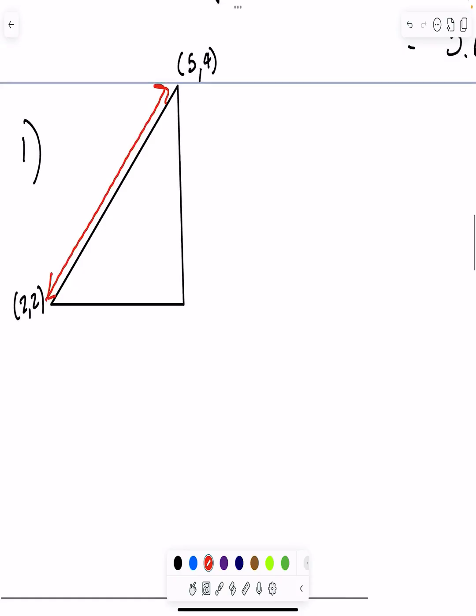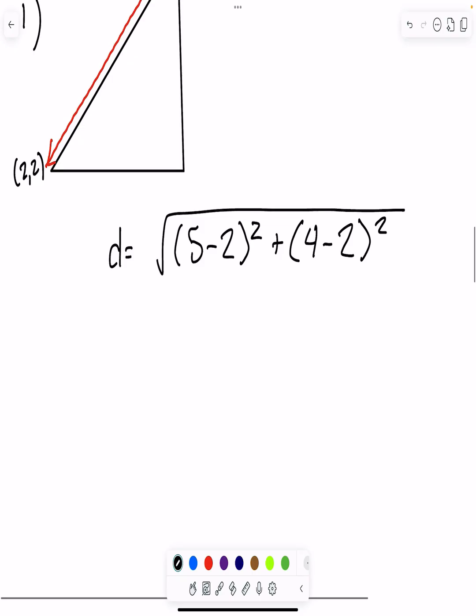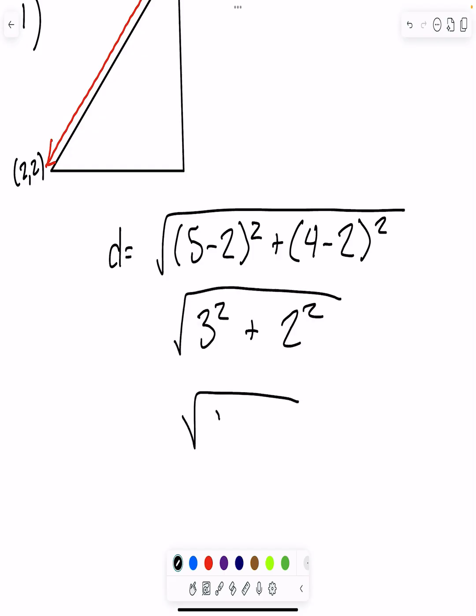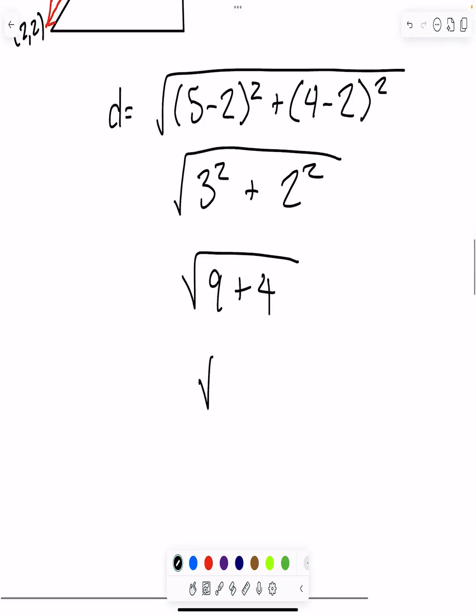Let's figure that out. Distance formula would convey to me that I would indeed need to take my second value for x, which is 5, subtract that from my first value of x, which is 2, square that, and add it to my second value of y, which is 4, subtract it from my first value of y, which is 2, and square that. So 5 minus 2 is 3 squared plus 2 squared, right, which is in fact 9 plus 4, which, funny enough, again, is the square root of 13. So that's my distance here.